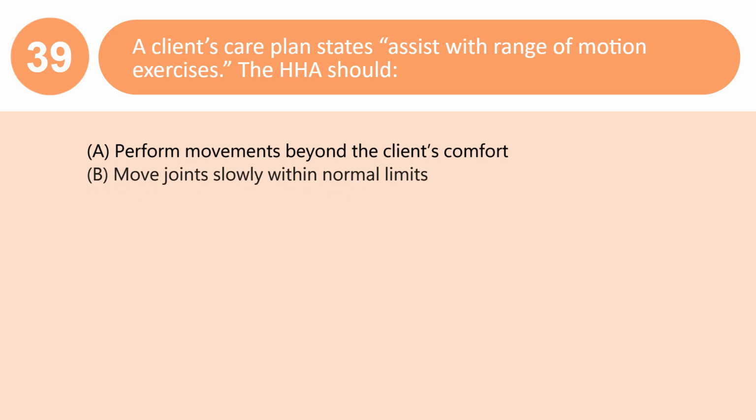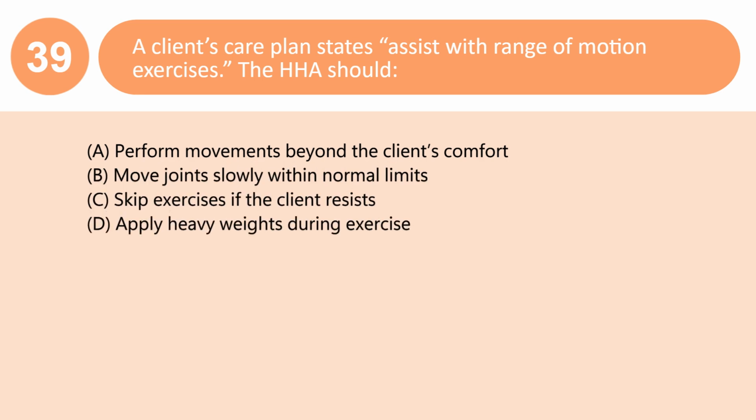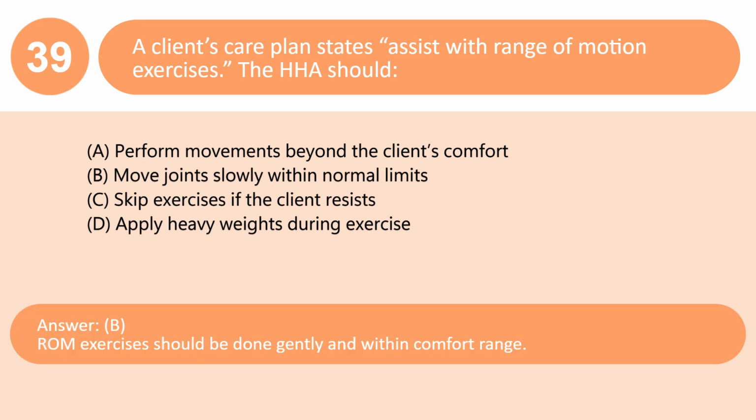A client's care plan states assist with range of motion exercises. The HHA should: A. Perform movements beyond the client's comfort. B. Move joints slowly within normal limits. C. Skip exercises if the client resists. D. Apply heavy weights during exercise. Answer B. ROM exercises should be done gently and within comfort range.